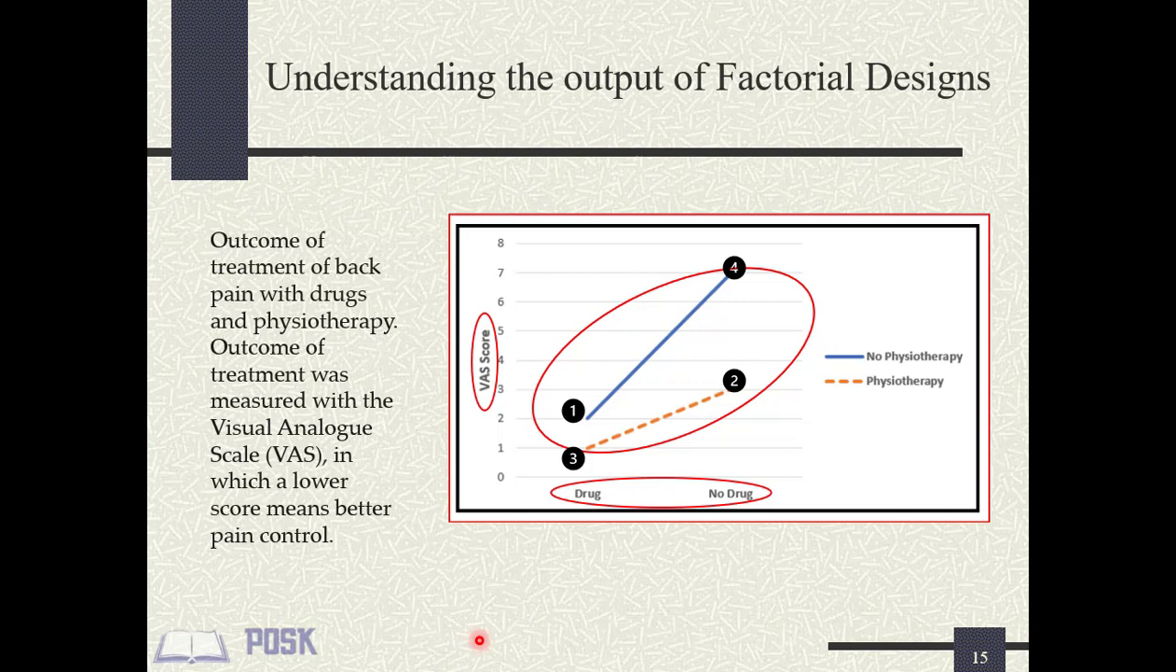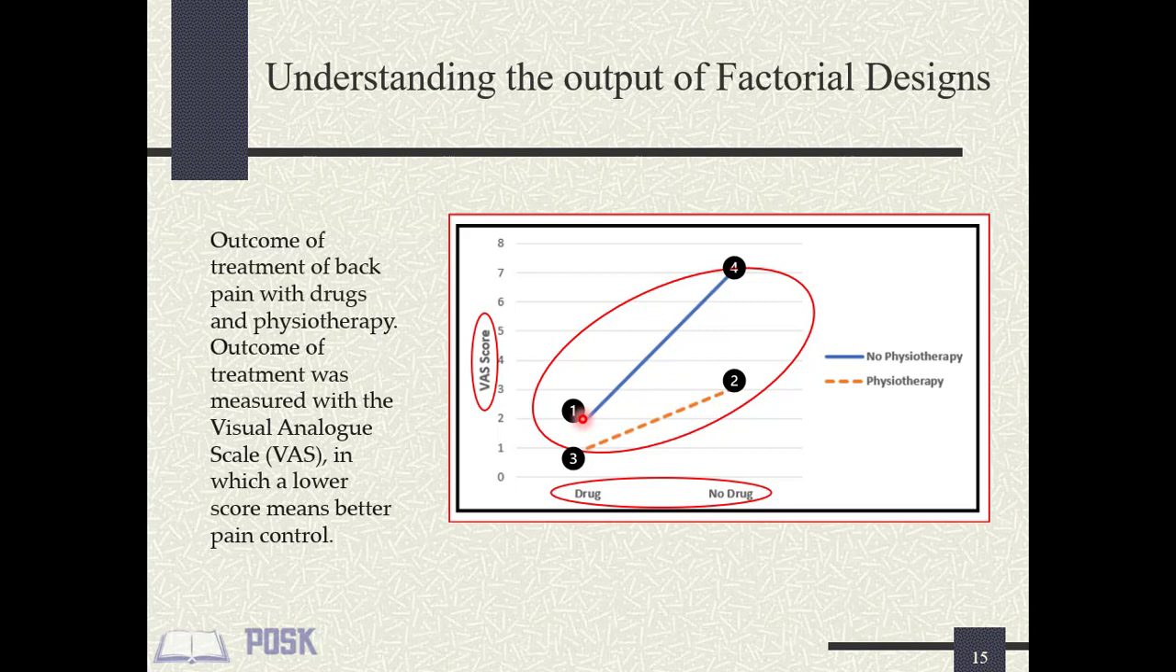What can we observe in the graph? The two lines are not parallel, meaning there's an interactive effect. An interactive effect is indicated when the two lines representing the second independent variable are not parallel.